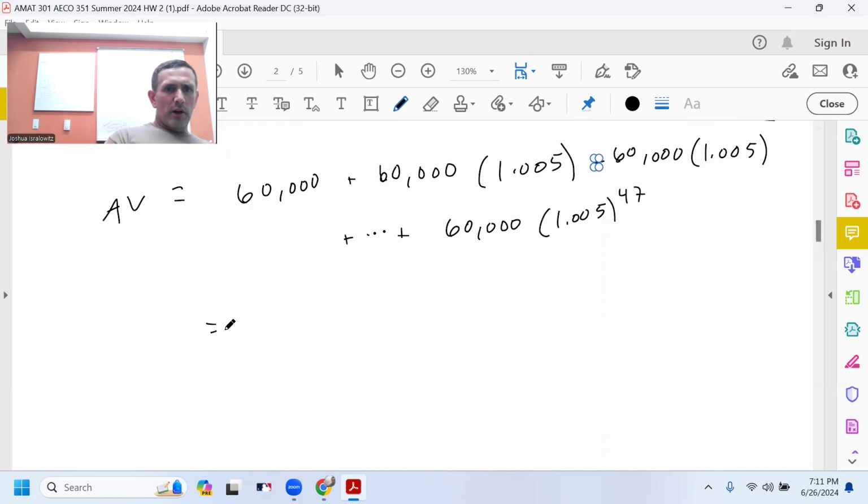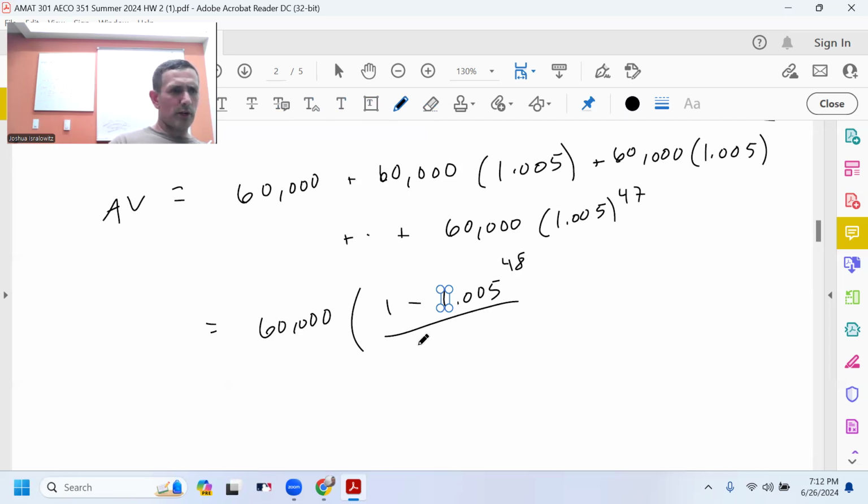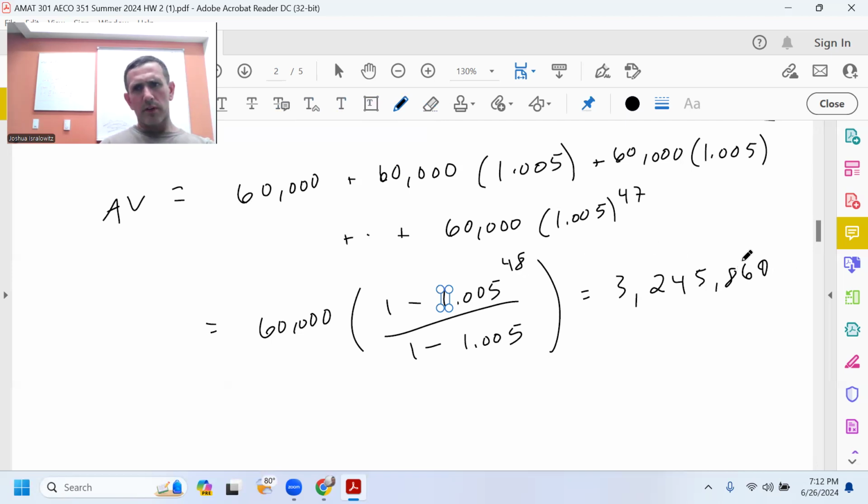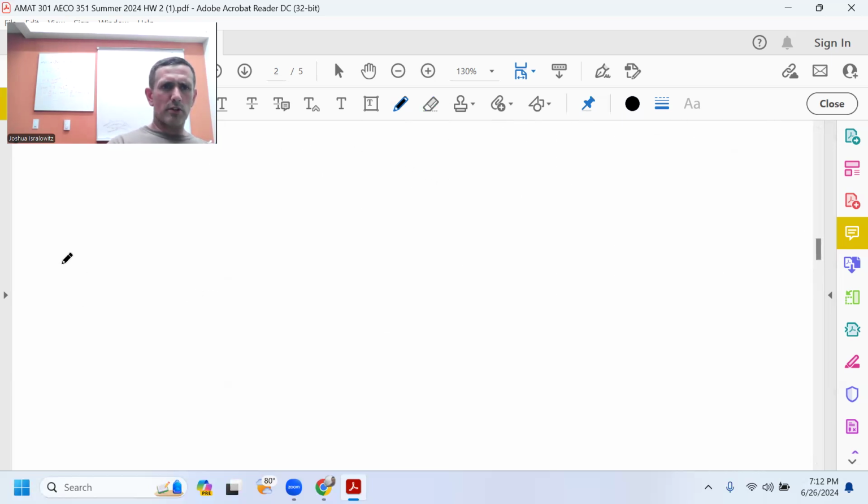Okay, yeah, it's the geometric series formula, 1 minus 1.005, sorry, too many zeros. 1 minus 1.005 to the 48th over 1 minus 1.005. That gives 3,245,869.933.